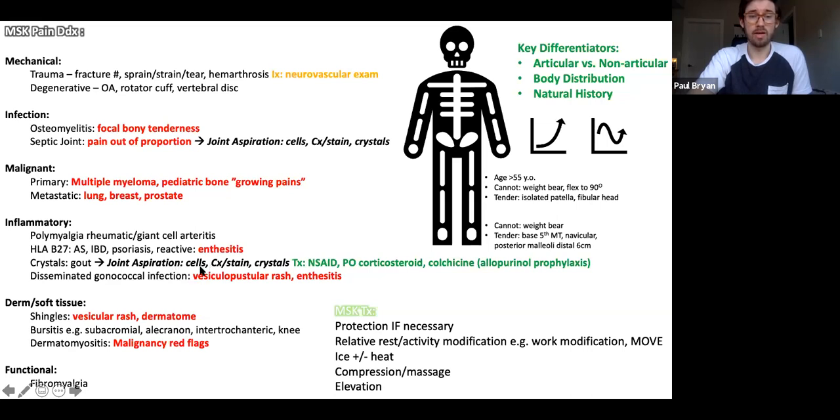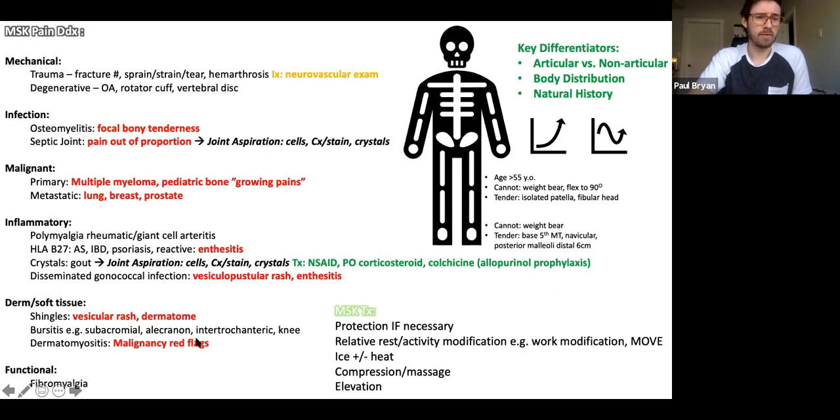So with a new red hot joint, you get the cells, which can help differentiate whether it's inflammatory versus infectious versus neither of those things. The cells are the white blood cells. You get a culture and stain for infection, and you get the crystals, right? So a little bit about how to recognize how the crystals look on there. And then there are some treatment options for gout that you guys will need to know.